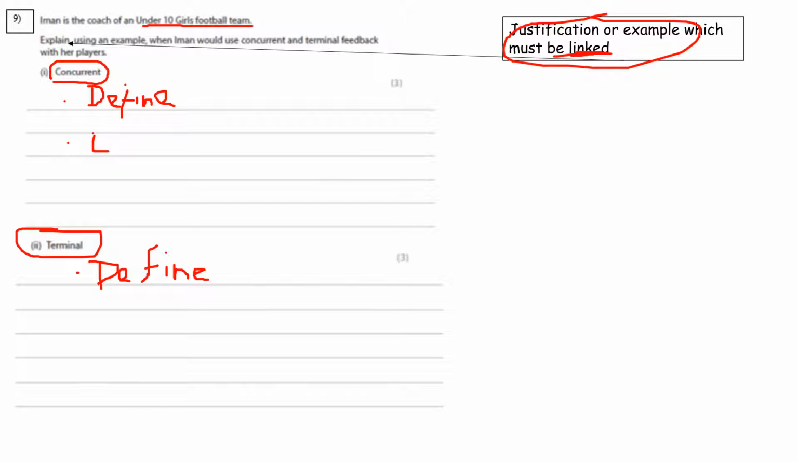Okay, so you've given an example for, hopefully, your second mark. And then for your third mark, once you've done that, you might want to again pause the video if you've not finished off your example, and then just press play when you're done. Your third mark, what do you think it's going to be for? Just before I tell you the answer, what do you think your third mark is going to be for? Again, explain using examples when Inman would use concurrent feedback with her players.